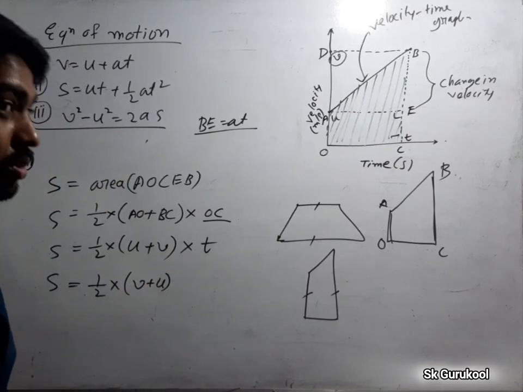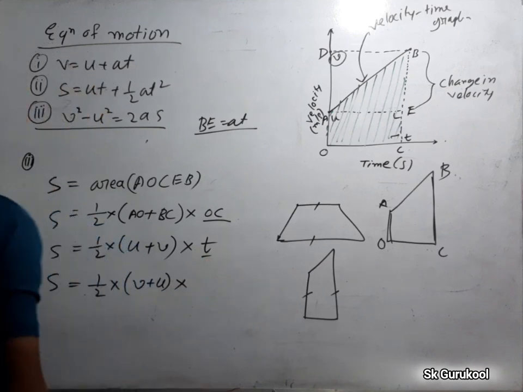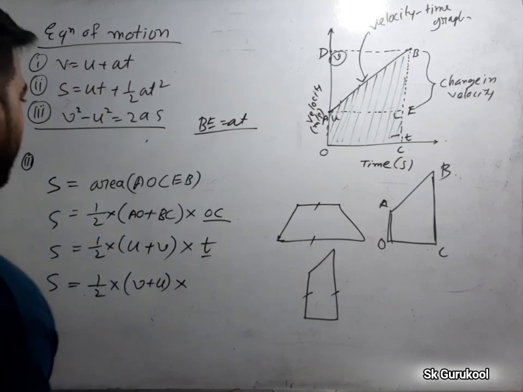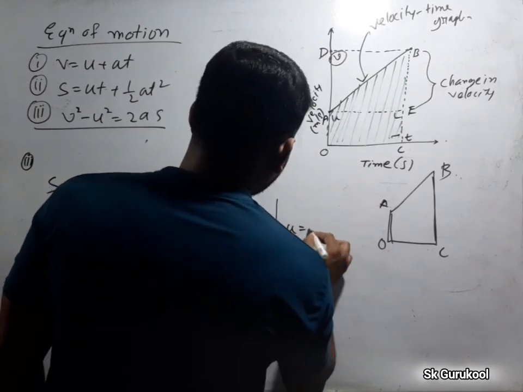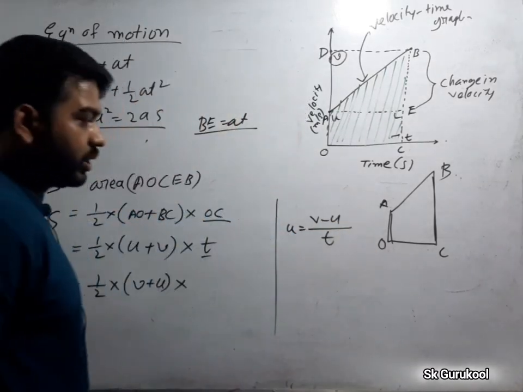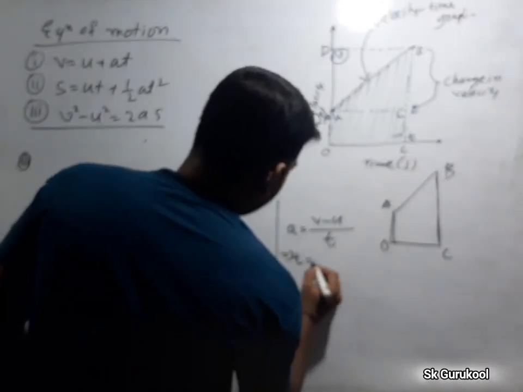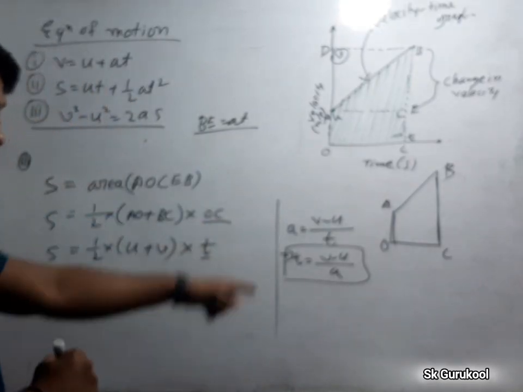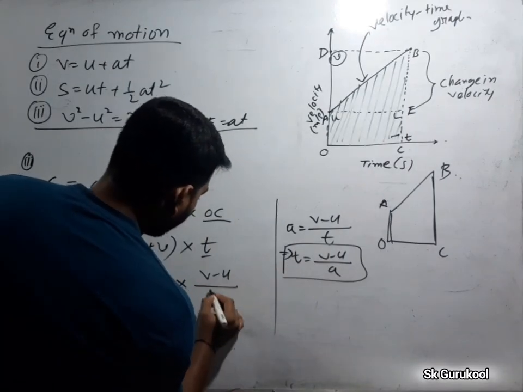no matter. Do you know the commutative property of addition? And what is T here? See, we have the formula A equal to V minus U by T. It is the acceleration formula. From this, what is T? T equal to V minus U by A. So T equal to what? V minus U by A. You can replace T with V minus U by A.